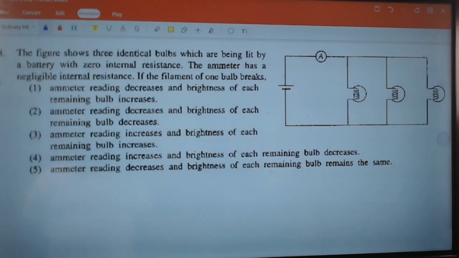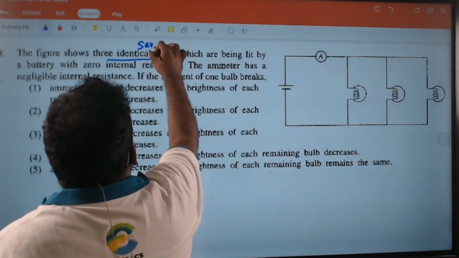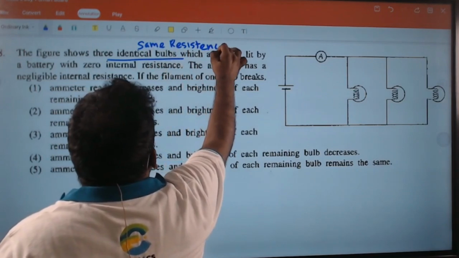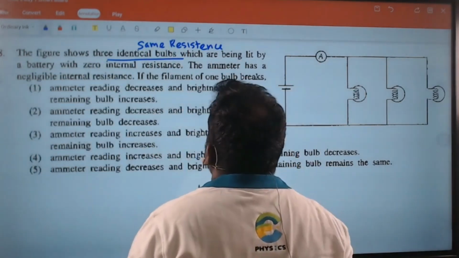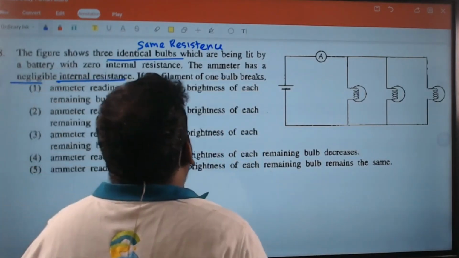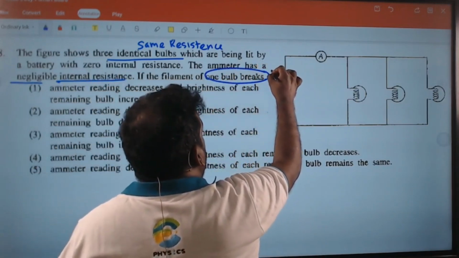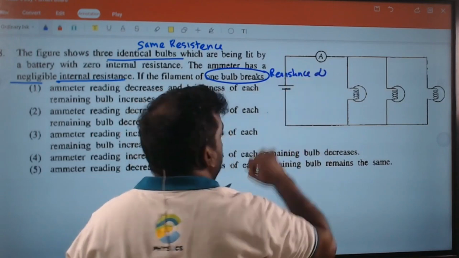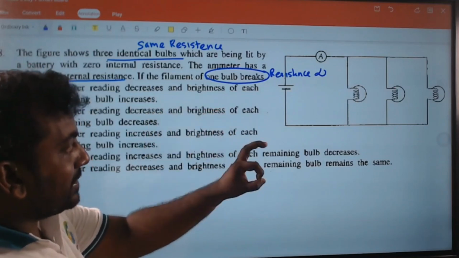Figure shows 3 identical bulbs, same resistance. Remember, if they say identical bulbs, same resistance, which are lit by a battery with 0 internal resistance. The ammeter has negligible internal resistance. Filament of one bulb breaks. Filament breaking means no current will pass through, resistance is infinite.